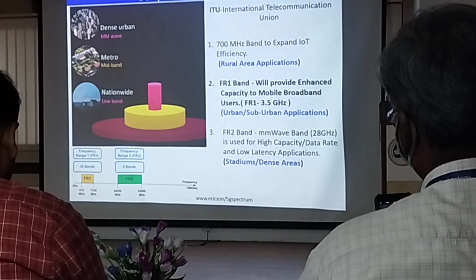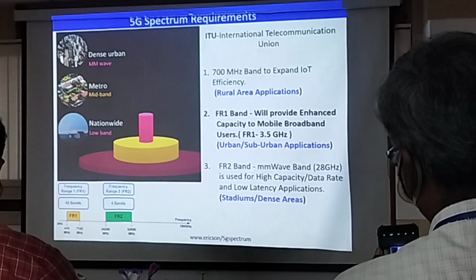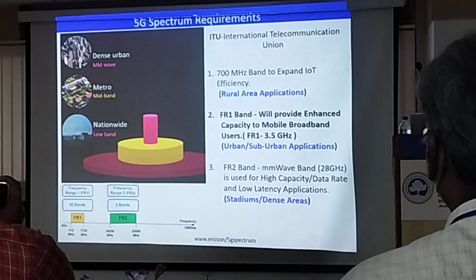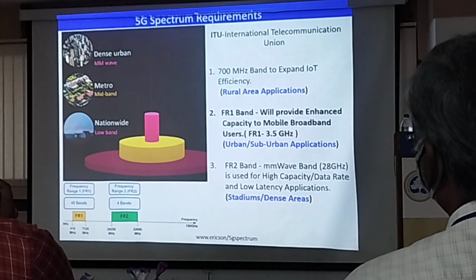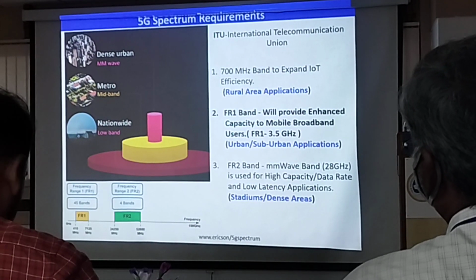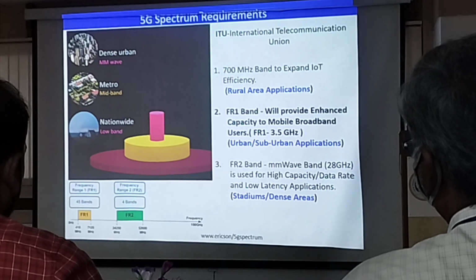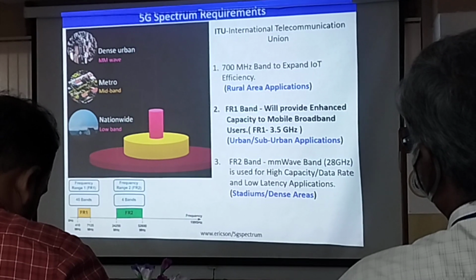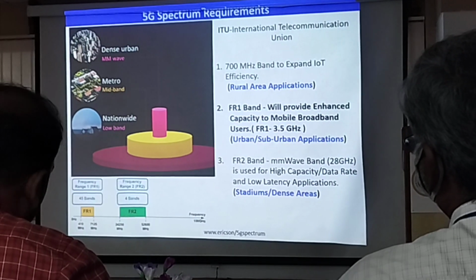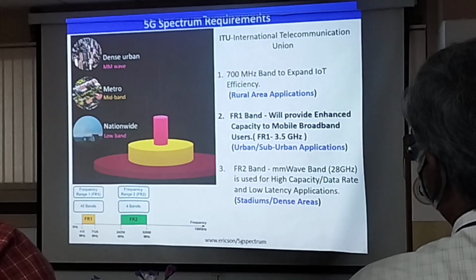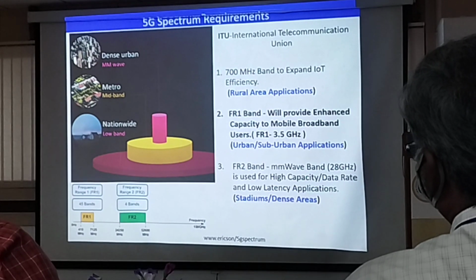And in 5G, the FR2 band, the millimeter wave band around 28 gigahertz, is opted for, and this is mostly for high capacity, high data rates, and low latency, where mission critical services are required, like stadiums and dense urban areas.